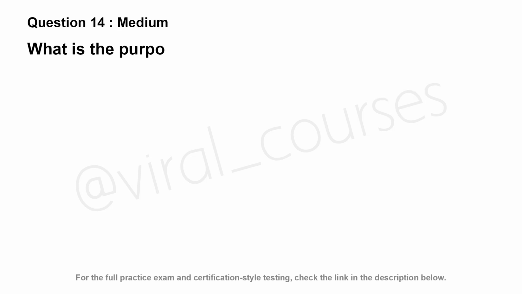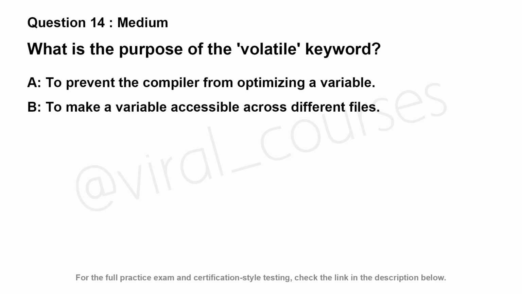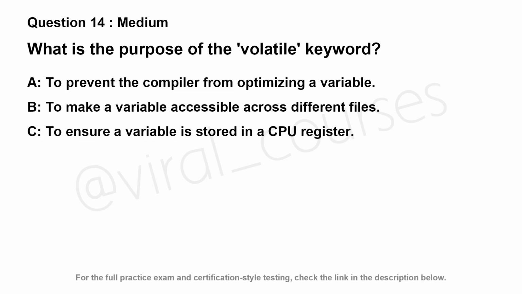What is the purpose of the volatile keyword? Option A. To prevent the compiler from optimizing a variable. Option B. To make a variable accessible across different files. Option C. To ensure a variable is stored in a CPU register. Option D. To constantize the value of a variable.